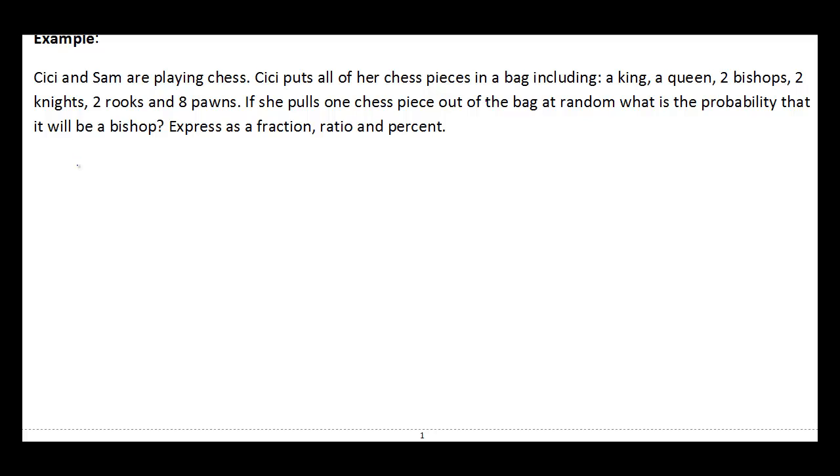Okay, so our formula is the number of favorable events divided by the total number of events. So if I look back at my question here, we're asking what is the probability that it will be a bishop? If I look back at the question, there are 2 bishops in that bag. So the top part of my equation here is going to be 2. There are 2 favorable possible events.